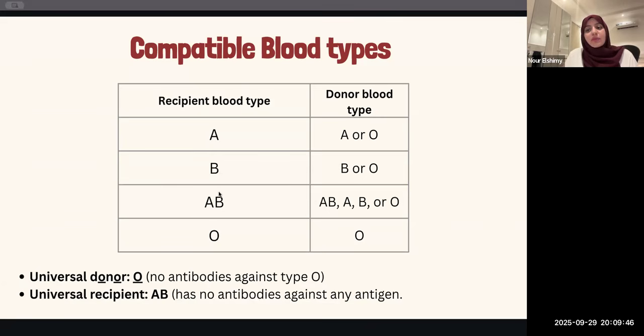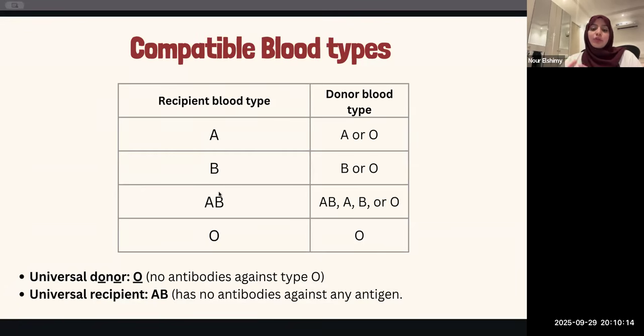Now AB is fine with everything. So it could receive AB, it could receive A, it could receive B, it could receive O. Why? Because it has no antibodies. So there's no reaction that's going to happen. That's why we call it a universal recipient. A universal recipient is someone who could accept all blood groups because your body does not make any antibodies against any type of antigen.